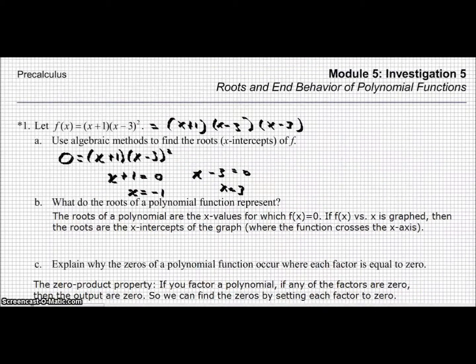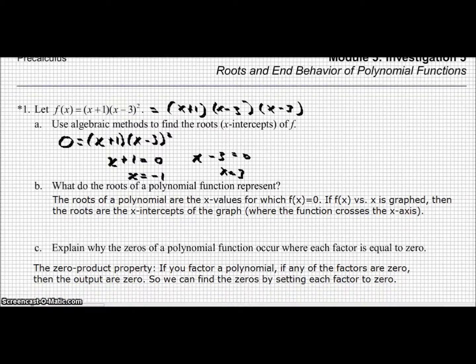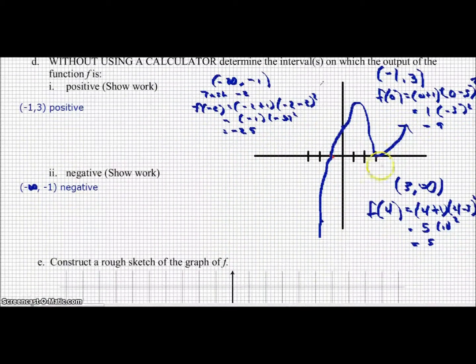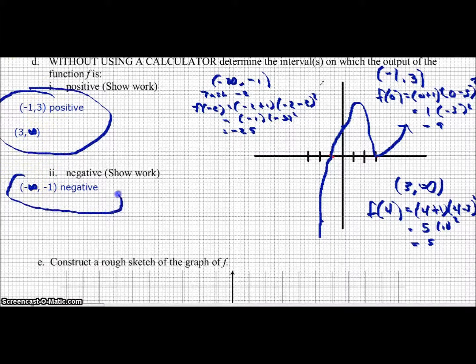Whenever you have an even multiplicity, like a 2, a square, you're going to have this repeated 0 means it won't cross, it'll actually just touch at that point. So this is a rough sketch of our graph, and we see again that the function is positive from 3 to infinity. Then negative from negative infinity to negative 1.